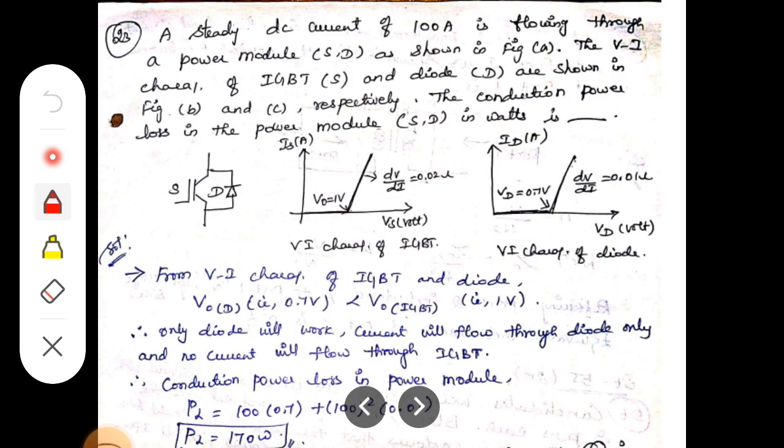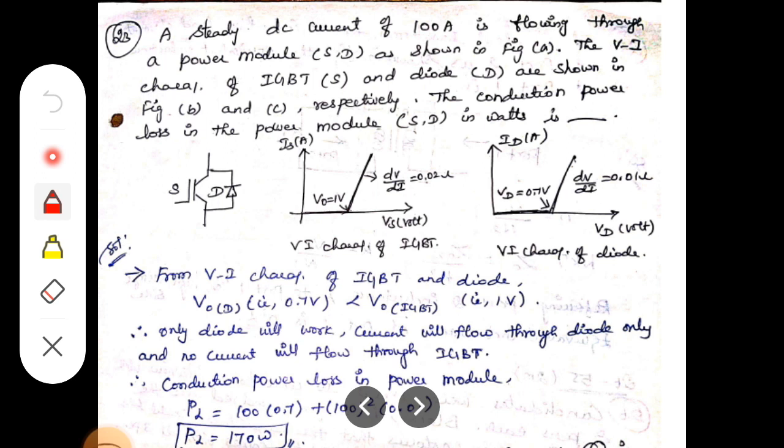a steady DC current of 100 amps is flowing through a power module SD as shown in figure A. The VI characteristics of IGBT and diode D are shown in figure B and C respectively. The conduction power loss in the power module, S and D, is what? So what is the conduction power loss in the switches, IGBT and diode?